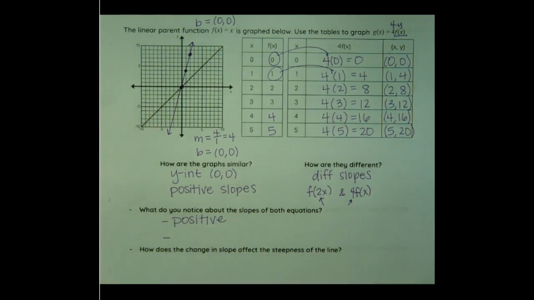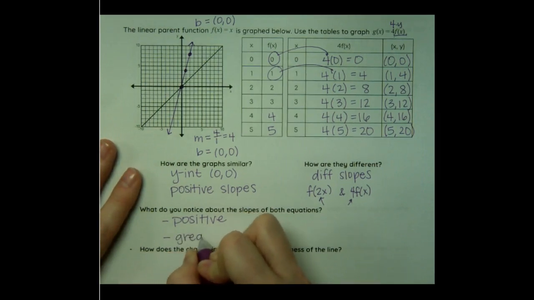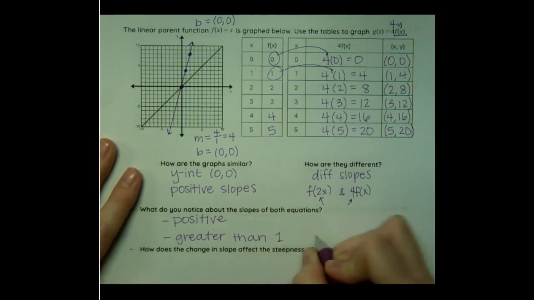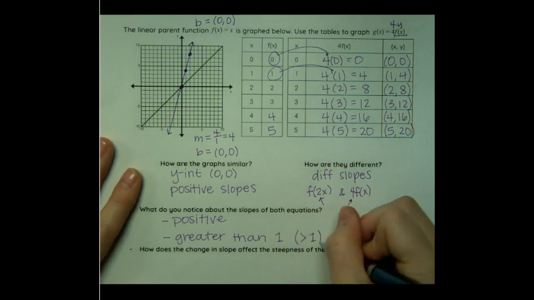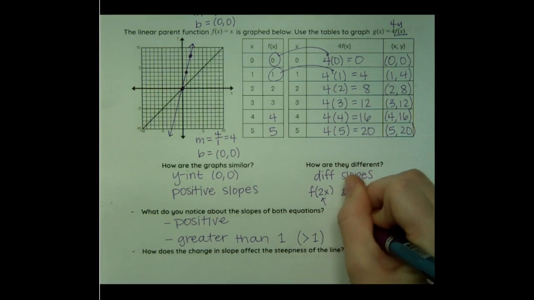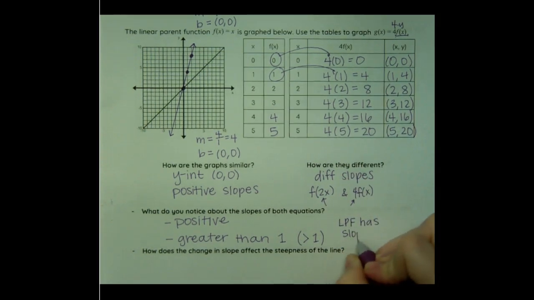This is something you may not have noticed, but they are also both greater than 1. Or we can use the symbol greater than 1. The reason we're comparing it to the number 1 is the LPF, or the linear parent function, has a slope of 1. So when we do new graphs, we're trying to compare our new graph to the slope of 1.